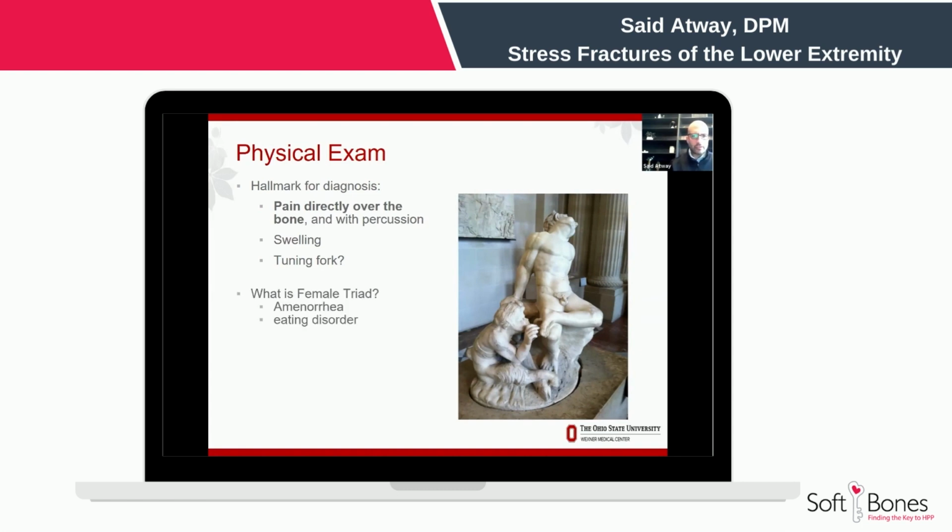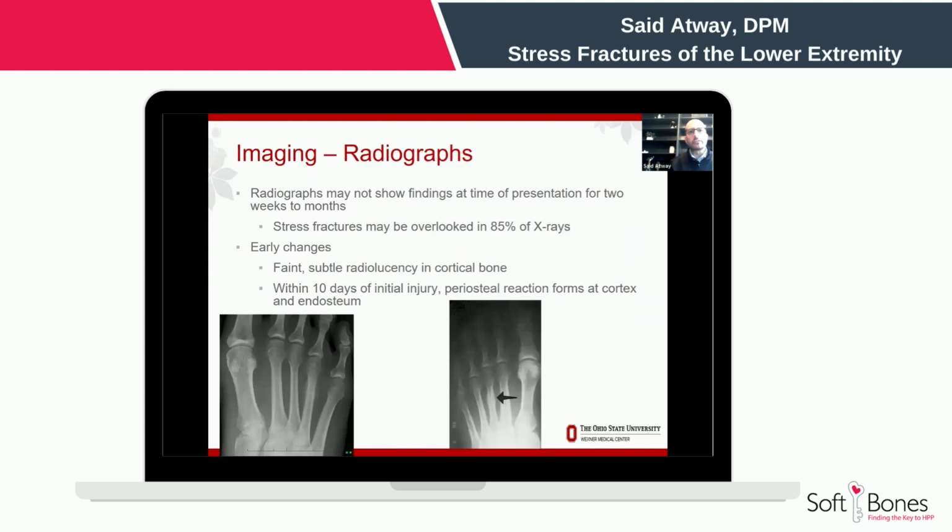So I'll skip over this female triad. This is probably more related to patients with your athletes. And so we'll go on to how do we confirm these findings?